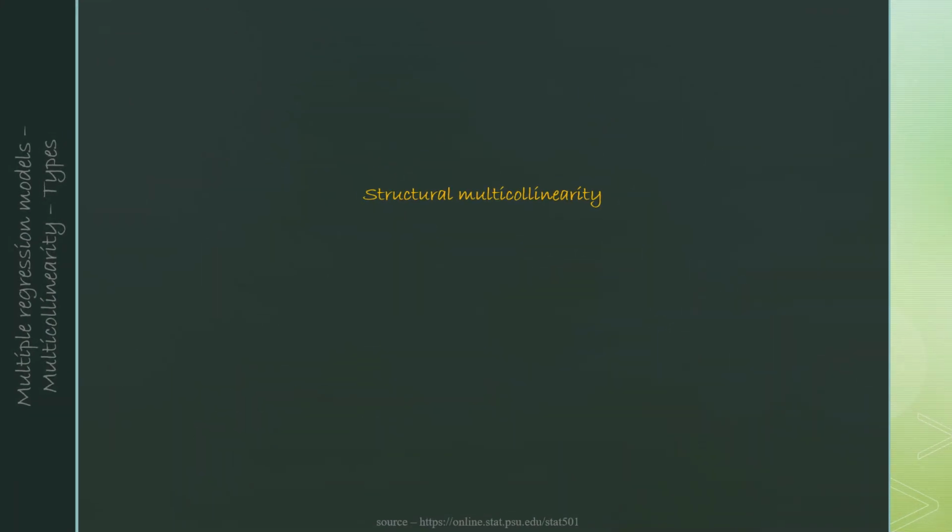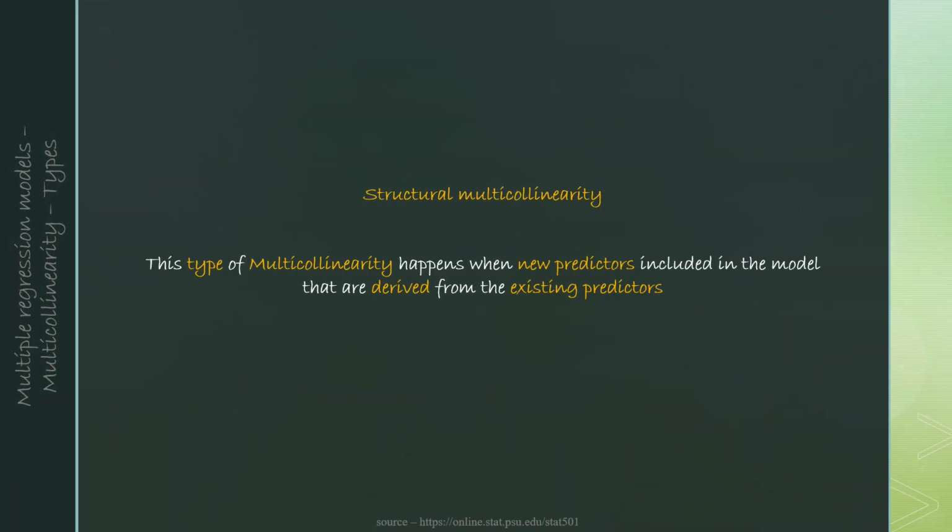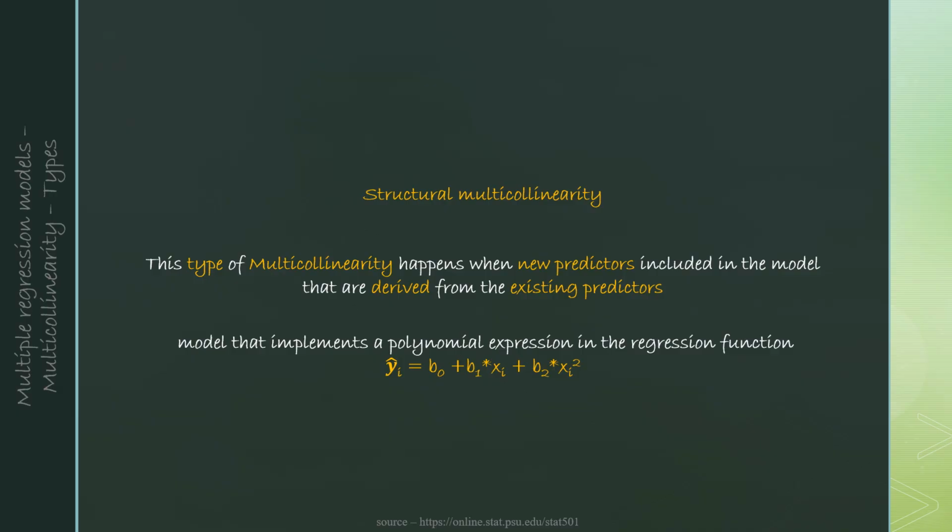Structural multicollinearity. This type of multicollinearity happens when new predictors included in the model are derived from the existing predictors. Example, a model that implements a polynomial expression in the regression function, say a quadratic regression function as in yi hat equals b0 plus b1 multiplied by xi plus b2 multiplied by xi square. In such a model, the predictor xi and the derived predictor xi square introduce high levels of multicollinearity that cannot be avoided.